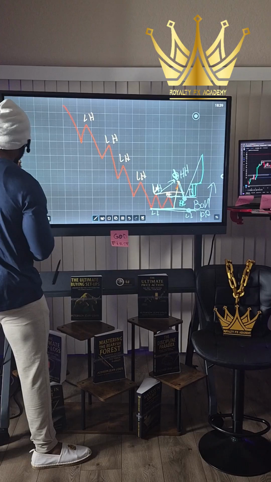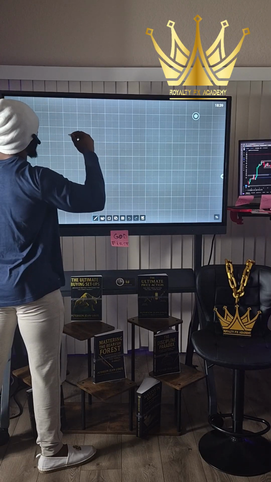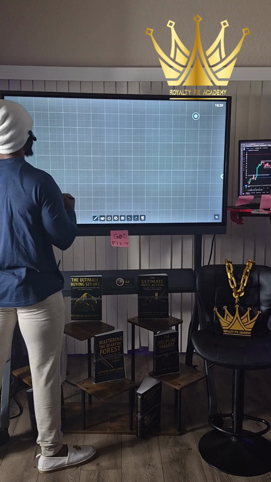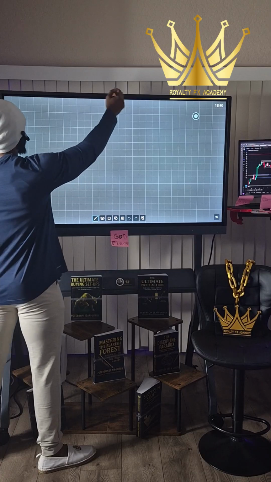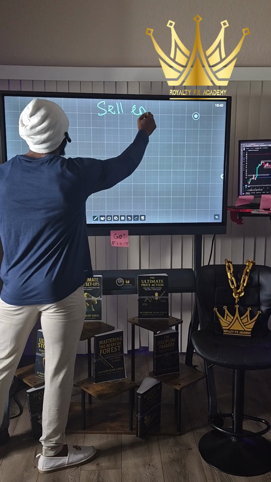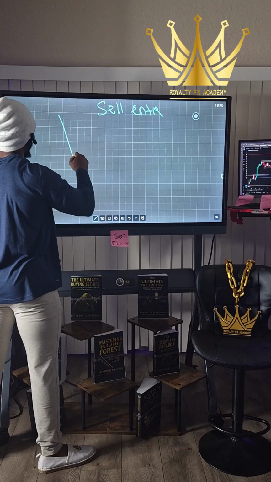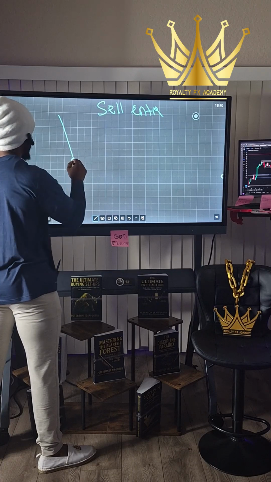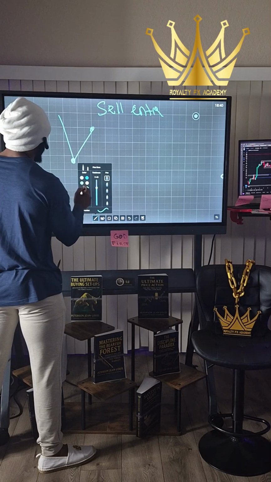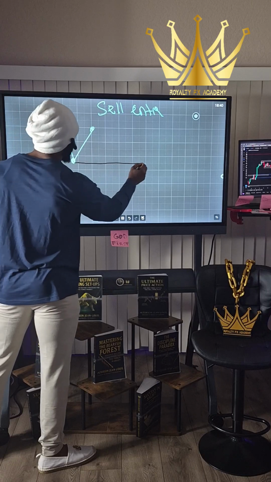Okay. Now, let's go over some different entries and how the structure might look when you look to take a break and retest for a sell, right? So, sell entries, structure. The market stops, goes, boom. We're going to mark our zone here because that's where the market stopped at. We just mark this area.